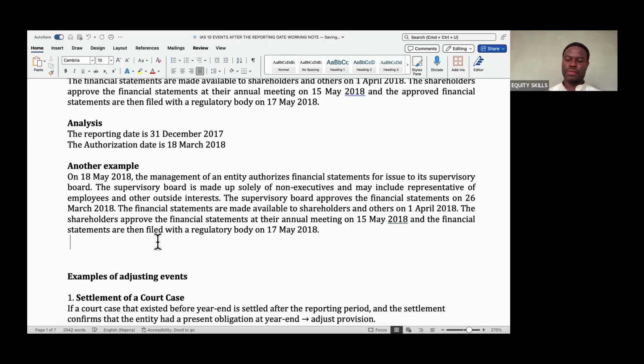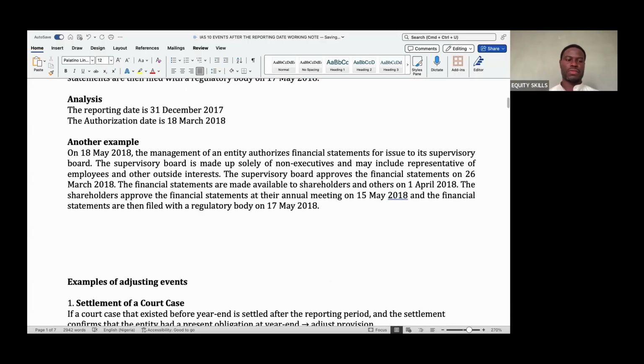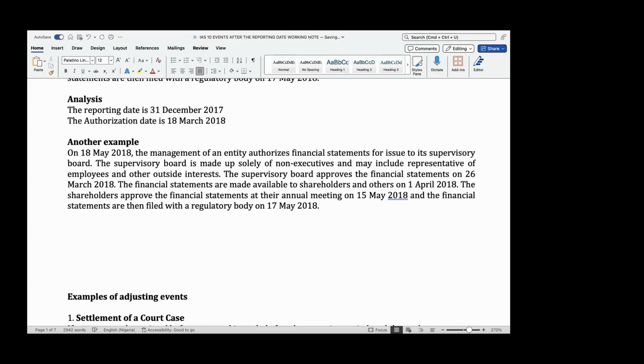Femi, read the next one. On 18th of May 2018, the management of an entity authorized financial statement for issue to its supervisory board. The supervisory board is made up solely of non-executives and may include representatives of employee and other outside interests. The supervisory board approves the financial statements on 26th March 2018.